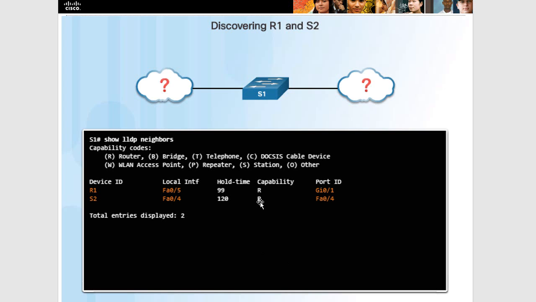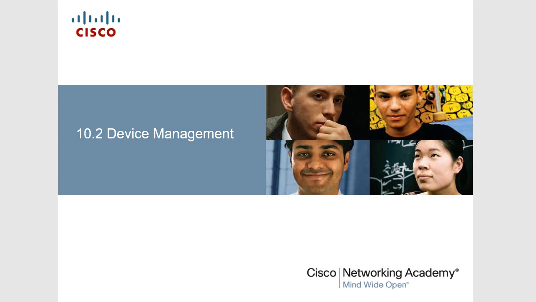Okay, the capability, it says B here for bridge, even though it's a switch. In LLDP, bridge can mean switch as well. As far as capability goes, you can see that it's an S2, so that's going to be a switch, but capability still says B, that's okay. All right, so we move on to device management, where we'll see the Network Time Protocol and Syslog.